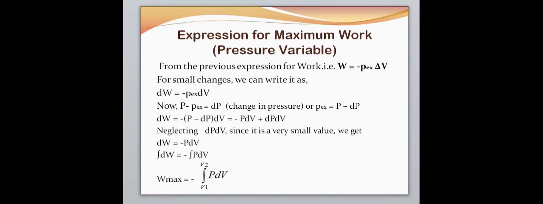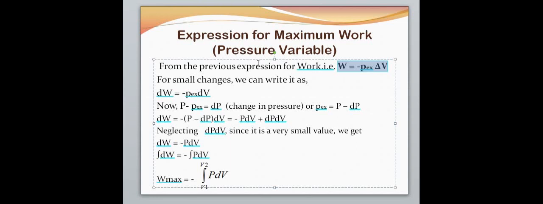In the previous video, my dear students, we looked at the expression for pressure-volume work. In that we got this expression, the one I'm highlighting: W is equal to minus Pex delta V. In that, pressure was kept constant. Now let's take a look at the expression for maximum work in which pressure is variable.